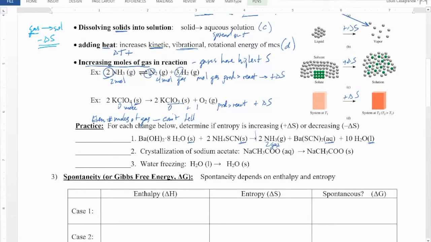So we're going up in entropy, and I have an increasing entropy with a positive delta S value.